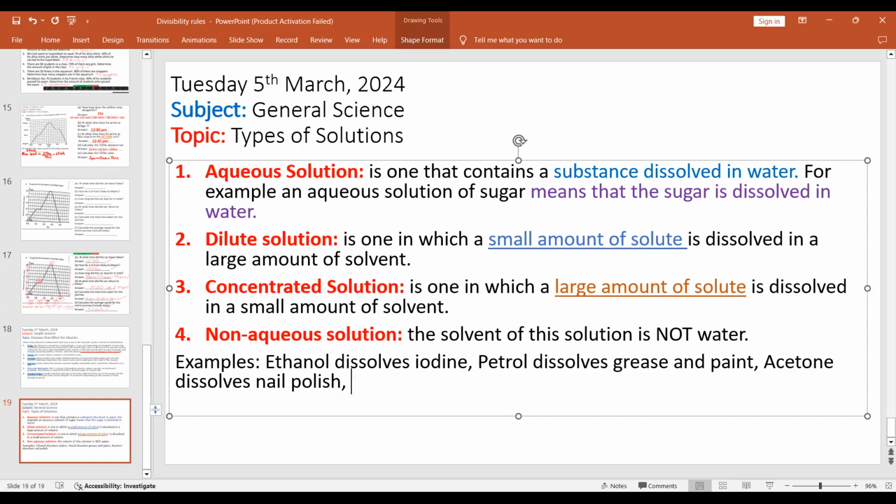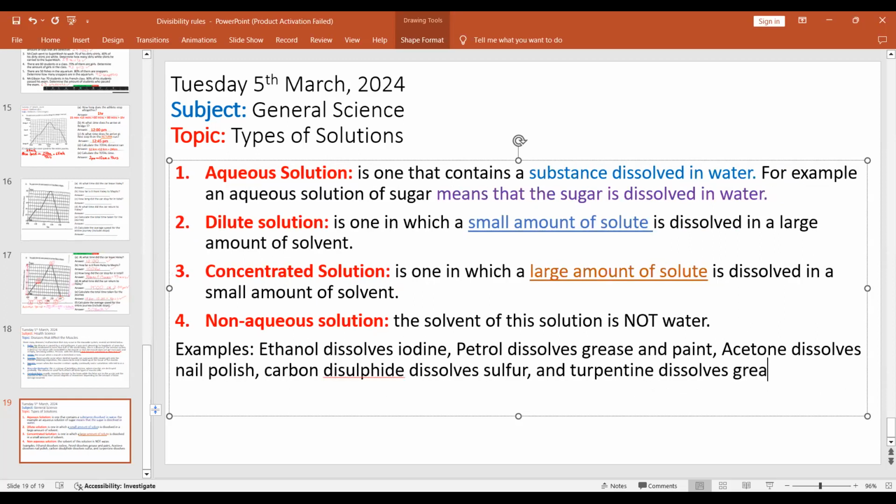And then carbon disulfide dissolves sulfur, and turpentine dissolves grease and paint.